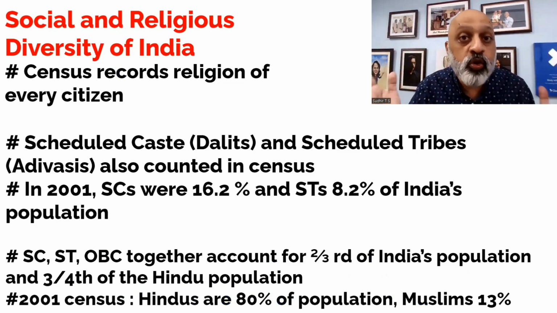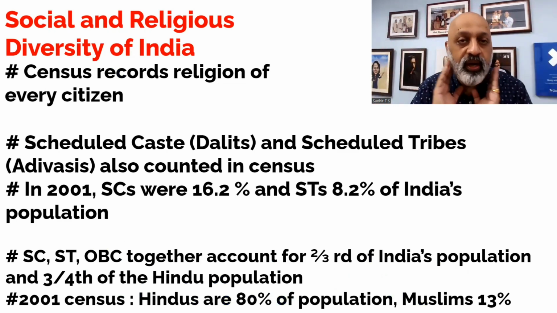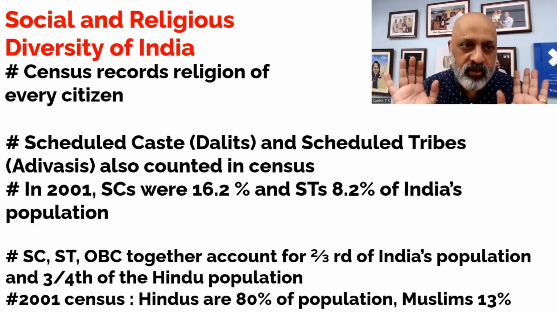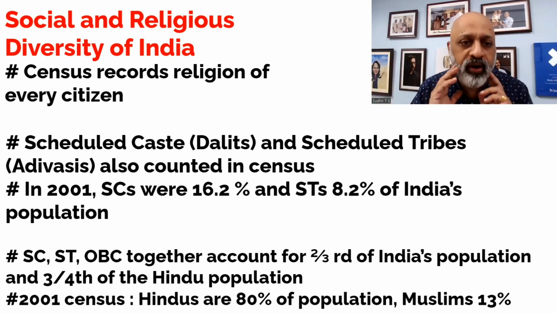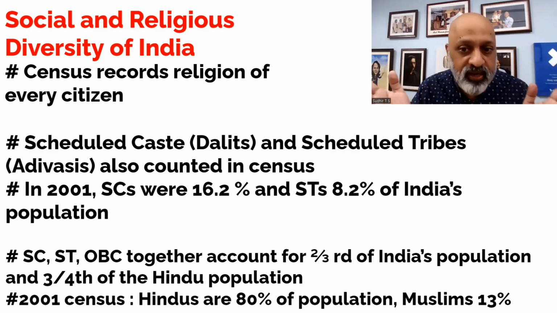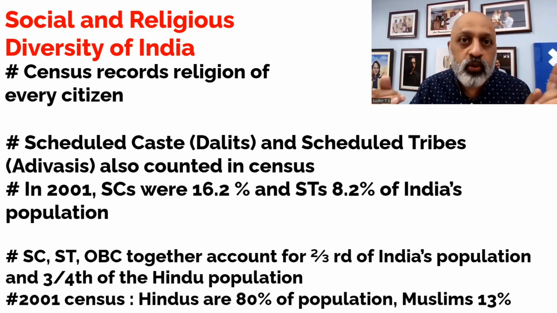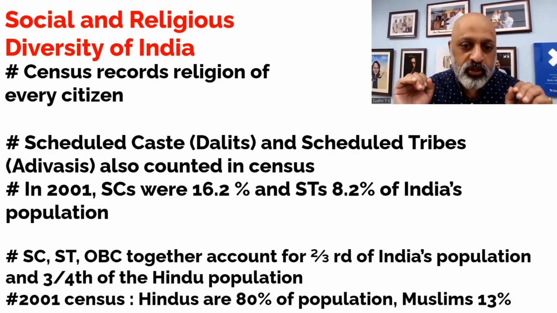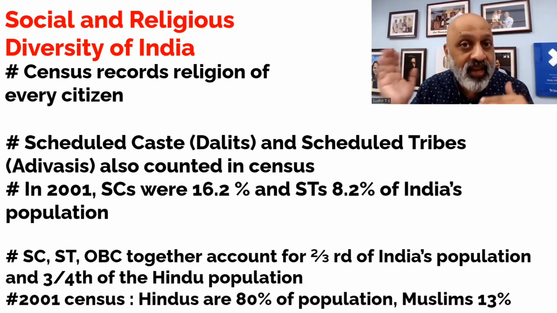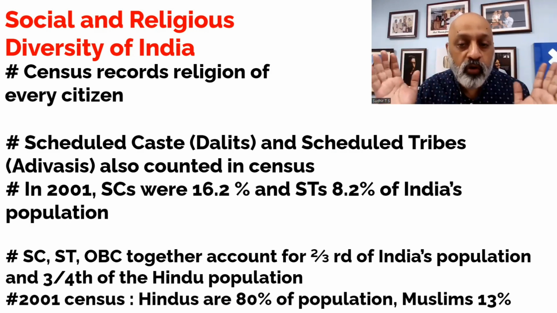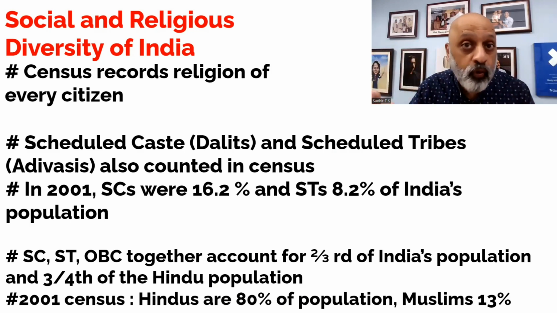Finally, let's talk about the social and religious diversity of India. The census that is conducted every 10 years records the religion of every citizen. Obviously, you need to have a record, right? The scheduled castes, the Dalits, and the scheduled tribes, the Adivasis, are also counted in the census. In 2001, the SCs were 16.2% and STs were 8.2% of India's population. And together, SC, ST, and OBCs form 2/3 of India's population and 3/4 of Hindu population in India, right?